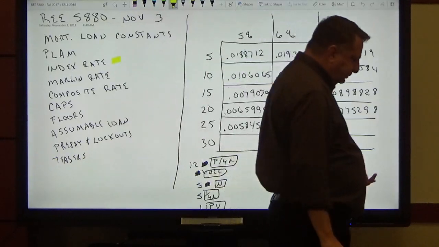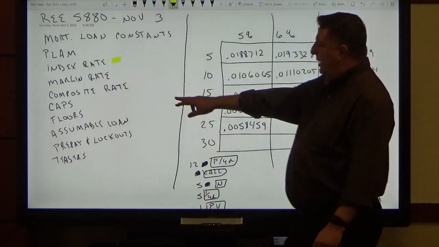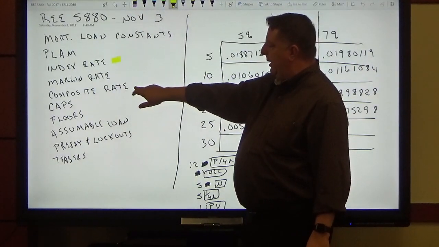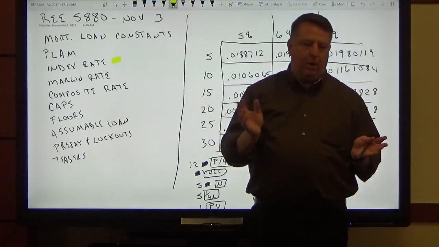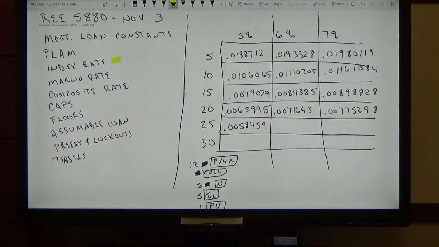So your composite rate is simply your index rate plus your margin rate. The composite would be the overall rate. Yep, question. Do they typically tie the index rate to, say, the cost of their capital? That's basically what it's going to indirectly be trying to mimic, whatever their cost of capital is. And that way they guarantee the margin. Right.